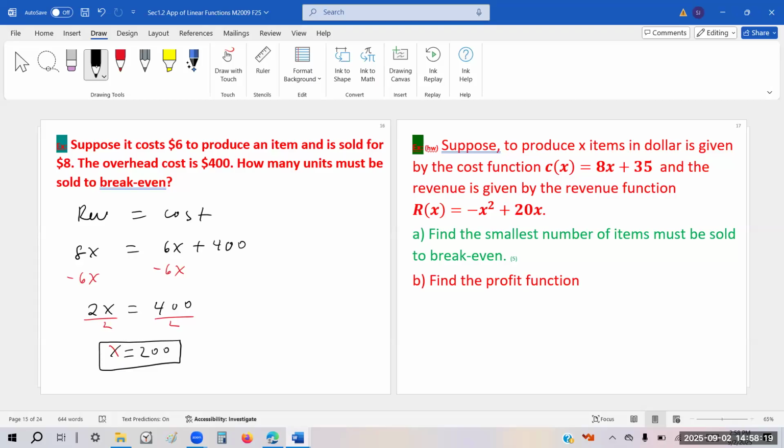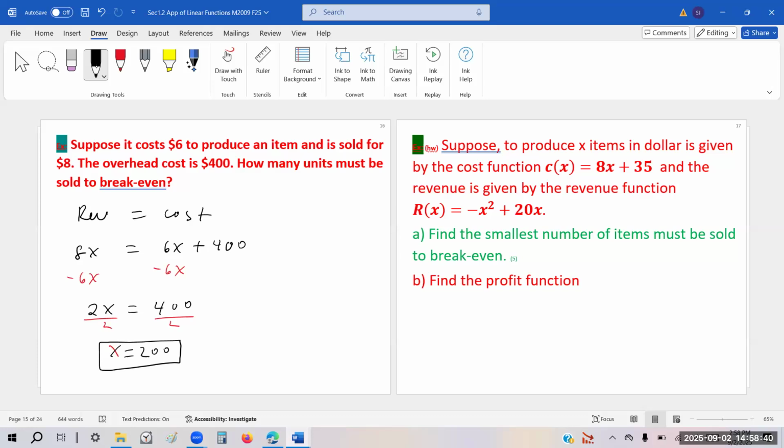So profit is revenue minus cost. You have to have your format. Revenue first, and then you're subtracting cost. You cannot do cost minus revenue. Cost minus revenue will give you negative profit, which you don't want in your life. It means you're losing money. So it has to be revenue minus cost.